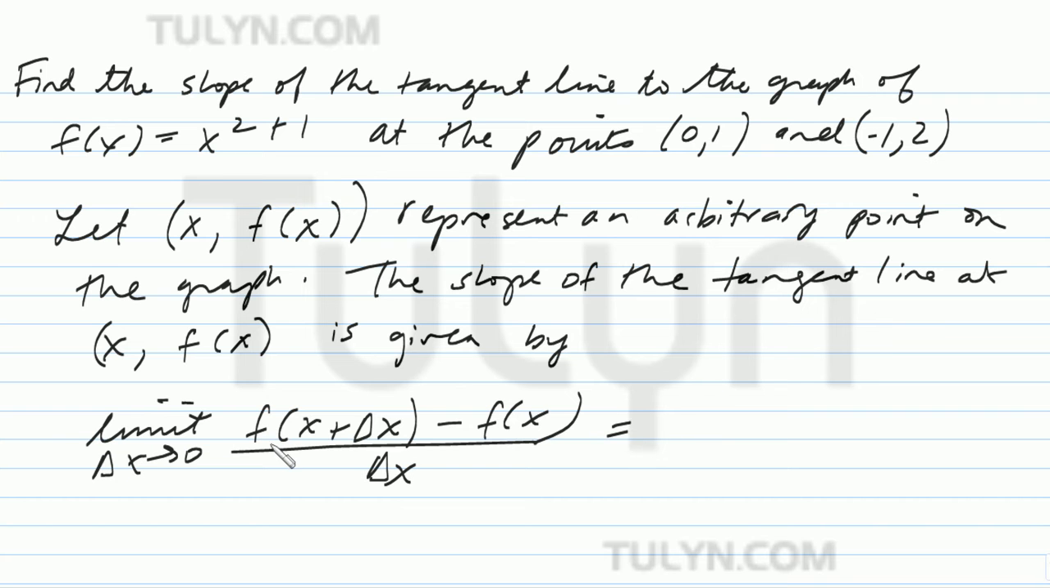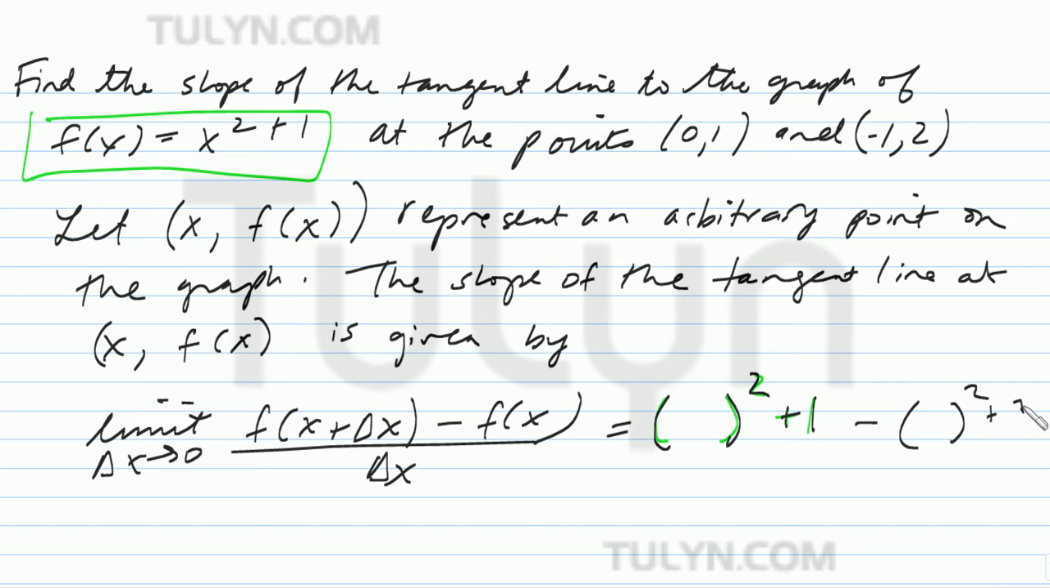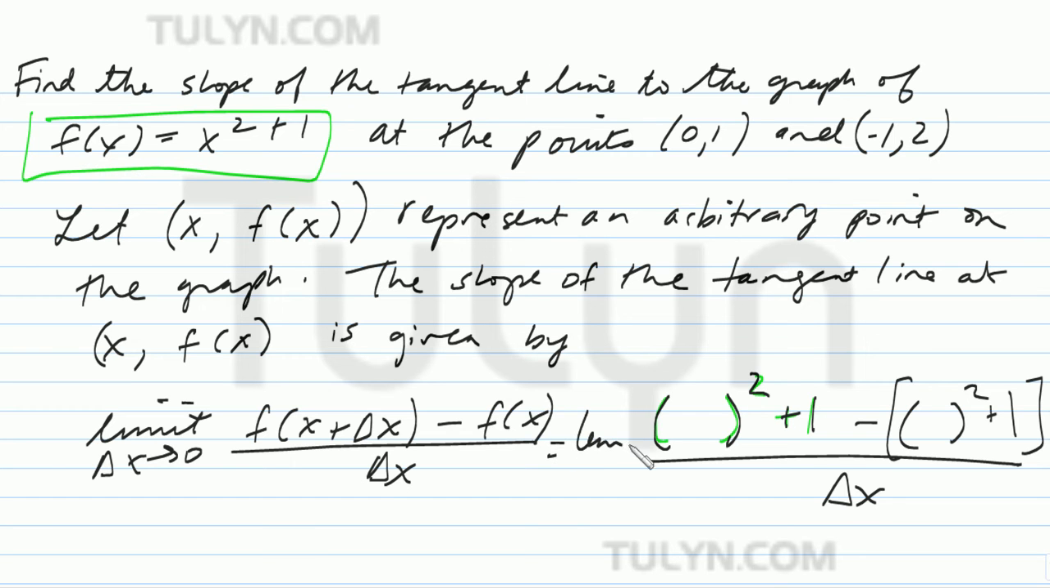Equals, and then just plug this right into your original f of x function, right? So it's something squared plus 1, so something squared plus 1 minus something squared plus 1 again. To make sure that each gets multiplied, I'm just going to use brackets, all divided by delta x. And I can't forget the limit as delta x approaches 0. So it has to be x plus delta x squared plus 1 minus x squared plus 1.